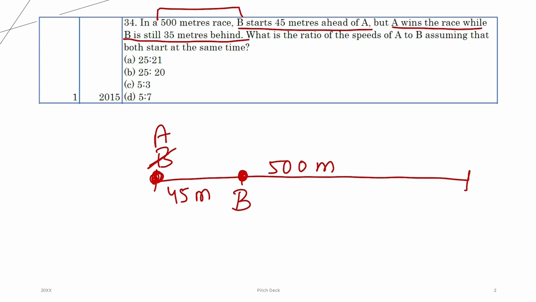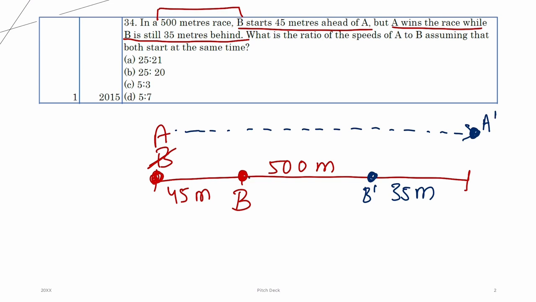Now, when A wins the race, A has started, completed the race, and reached the finish point. When A was at the finish point, B is still 35 meters behind him. So this is the final position of A, and this is the final position of B. So this is how the race went: A started from the starting point, B started 45 meters ahead of A, and after that A wins the race, meaning A was at the finish point and B was 35 meters behind him.